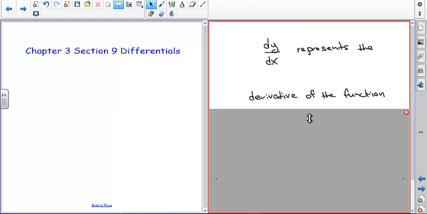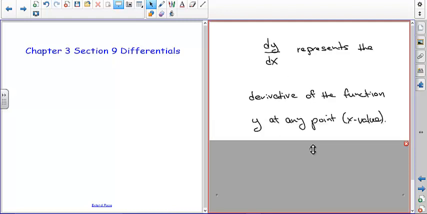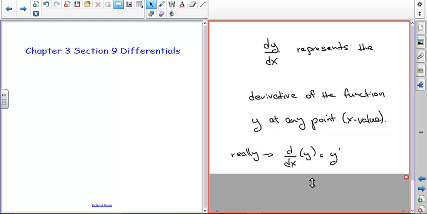But what we're going to do is modify that a little bit. We've alluded to it previously. It stands for the derivative of the function y at any point, some value of x. So it's not really dy divided by dx. It's the derivative. It's d/dx of y. This d/dx represents the derivative. Another way we've shown it is by putting a prime next to the function, so we have f prime of x, or y prime. But in this section, we actually are going to make it into dy divided by dx.